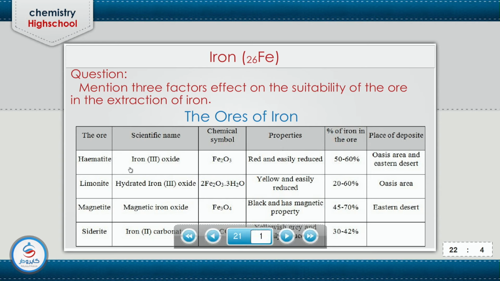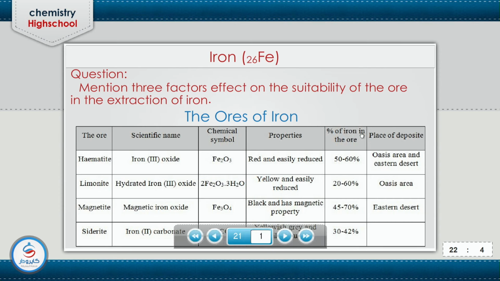The properties of the ores. Hematite is red and easily reduced. Limonite is yellow and easily reduced. Magnetite is black and has magnetic properties. Siderite is yellowish gray and easily reduced.